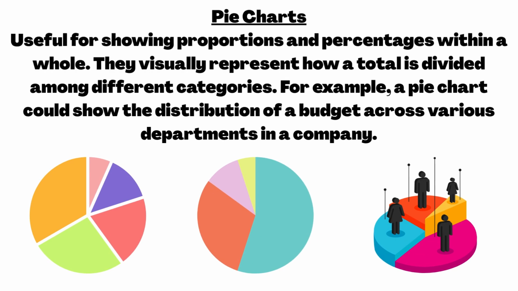Pie charts. Useful for showing proportions and percentages within a whole. They visually represent how a total is divided among different categories. For example, a pie chart could show the distribution of a budget across various departments in a company.